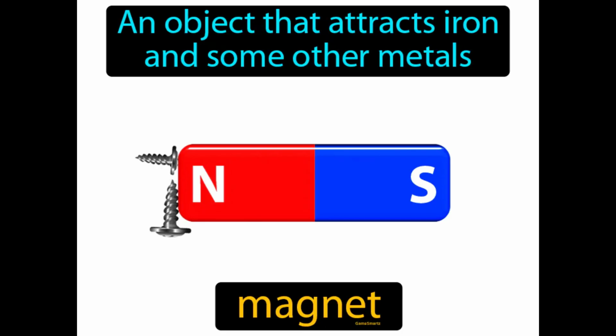An object that attracts iron and some other metals. Magnet. A magnet is a material that produces an invisible force called a magnetic field, which attracts certain metals.